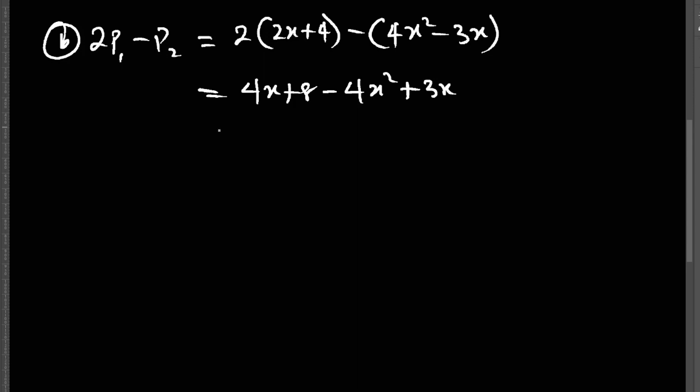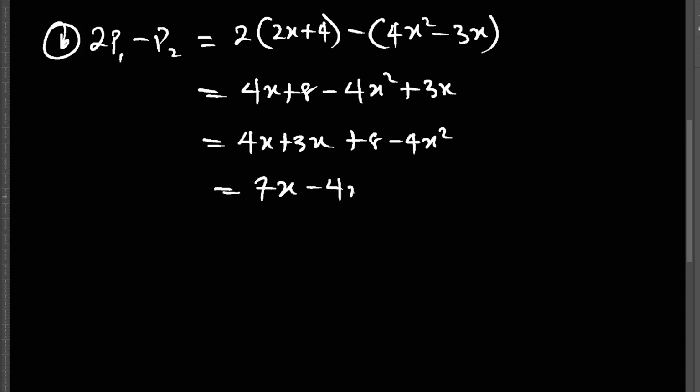So we'll collect the like terms again. We have 4x plus 3x. Then we have plus 8 minus 4x squared. Therefore, this will give us 7x minus 4x squared, then plus 8. And this is going to be the result. But for us to arrange this, because your polynomial can either be ascending or descending. So if I leave my answer like this, then I'm not obeying what?